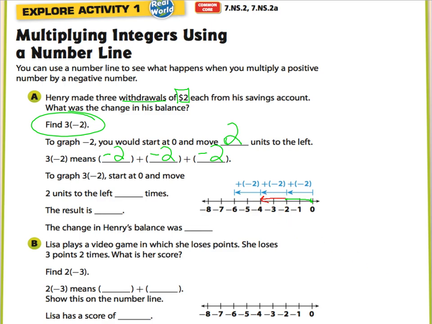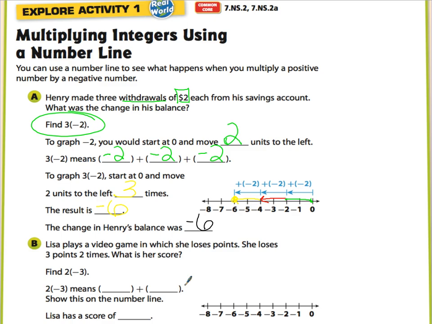So after the second withdrawal, he has lost $4. And then a third time tells me that 3 times a negative 2 would be negative 6. So after moving 2 units to the left 3 times, I got to a negative 6. So the change in Henry's balance was negative $6. So as a number, it's negative 6. If I put it into words, it's a loss of $6. Not a loss of negative 6, just a loss of 6.